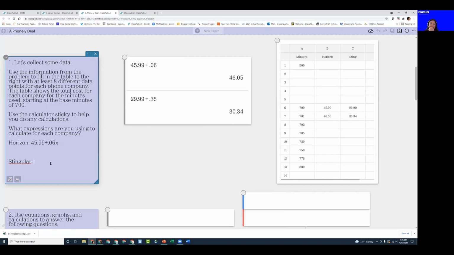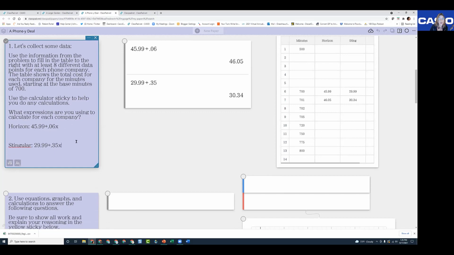All right. So then this one was what? 29.99 plus 0.35 times X, right? Yeah. So they're coming up with that. So they are subtracting. So what could we do here? Maybe we could change it to basically take off the 700 and make it 0, 1, 2, 5, right? If we wanted to change our table a little bit. So they've come up with their expressions.